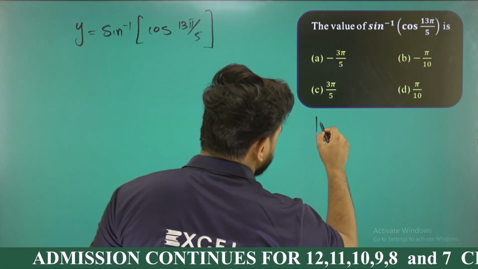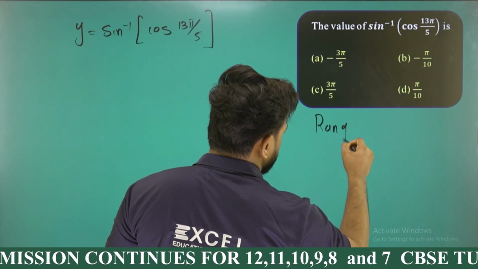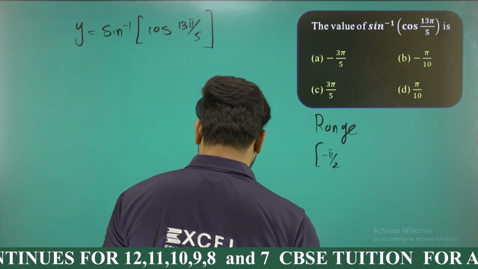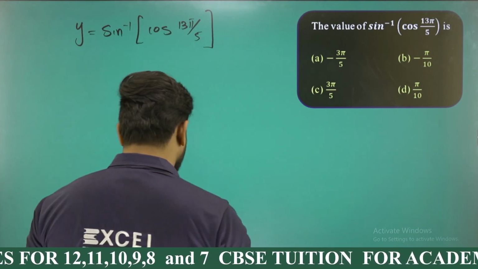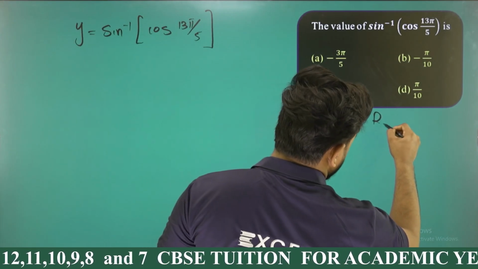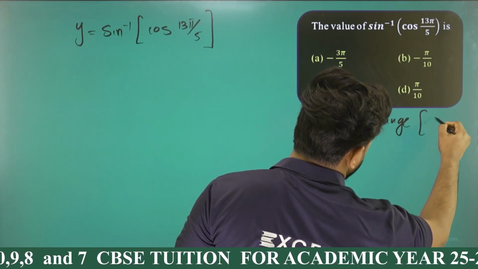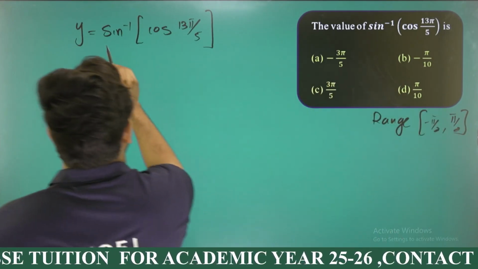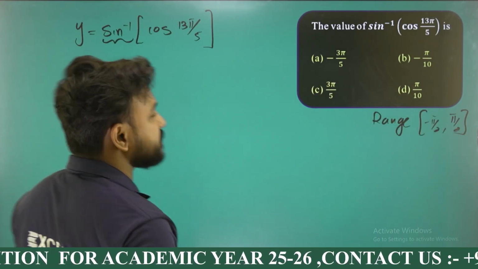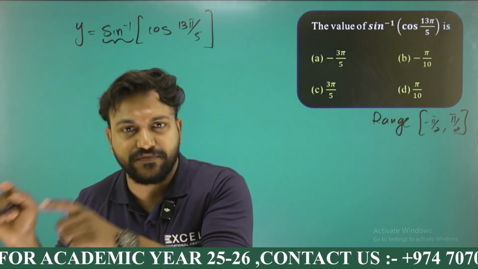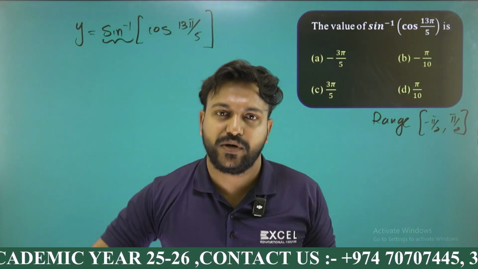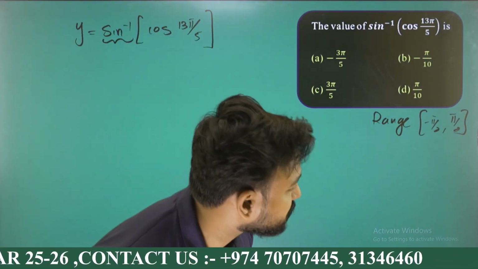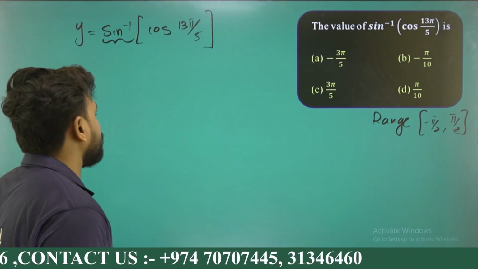And what is the range of sine inverse? Here the range is minus pi by 2 to pi by 2. Because the outside function is sine inverse, the range of the outside function is the range of this entire expression. So the answer you are going to get should be between minus pi by 2 and pi by 2. Anyway, we can check what it is.